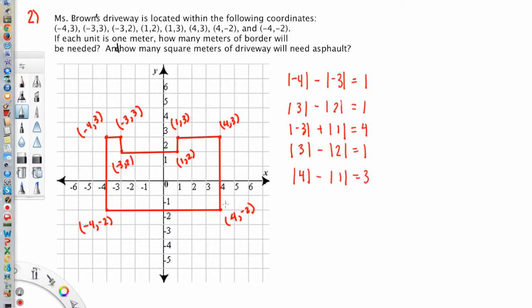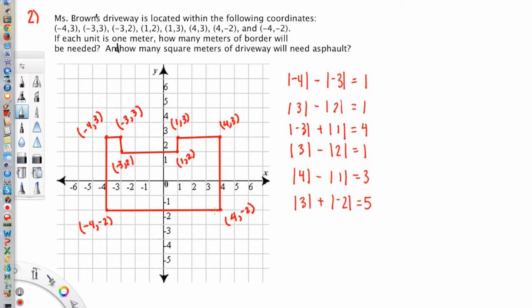And then I have this vertical line, rather long. It's 3 above and 2 below. So I take the absolute value of 3 and I add the absolute value of -2. My signs are different, so I find the sum of them, and that will give me 5.